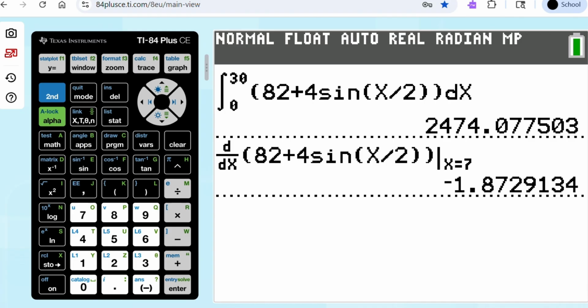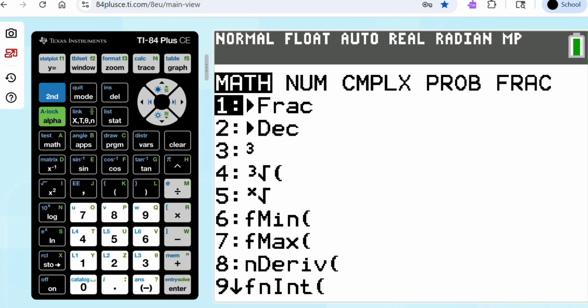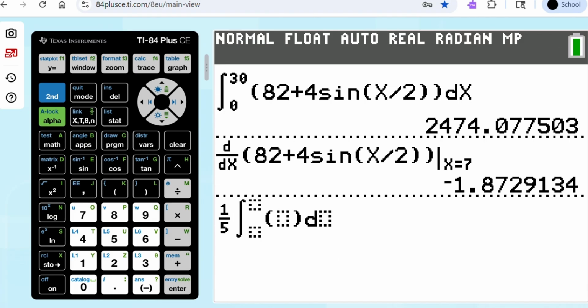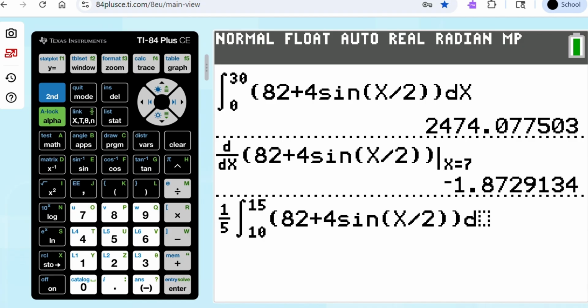So I'm going to hit alpha x. We'll do 1 over 5 here in front. Alpha x gives us that nice little fraction. Then we'll do math option number 9. And now it's the integral from 10 to 15 of our function, once again, which was 82 plus 4 times the sine of x over 2 dx.